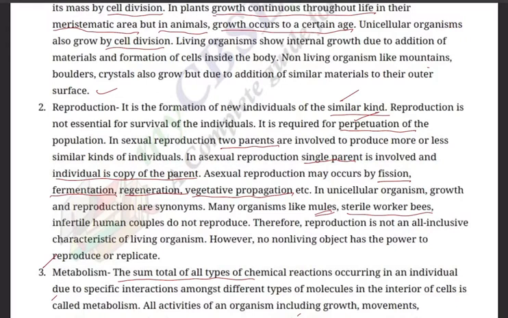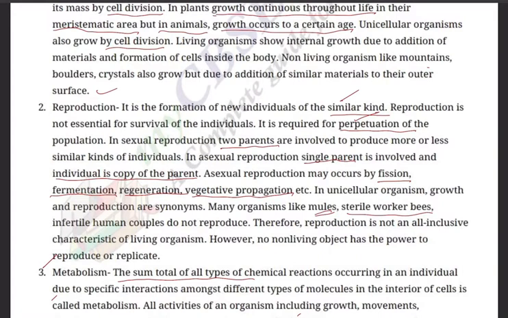In sexual reproduction, two parents are involved to produce more or less similar kinds of individuals. In asexual reproduction, one parent. So in sexual reproduction, we require two parents; in asexual, one parent is involved, and the individual is a copy of the parent. It is a Xerox copy of the parent in case of asexual, because of the same genome.